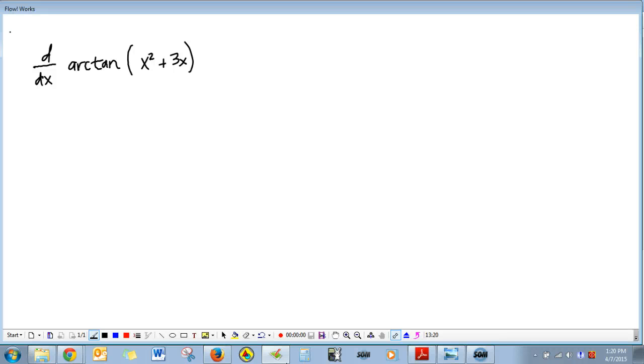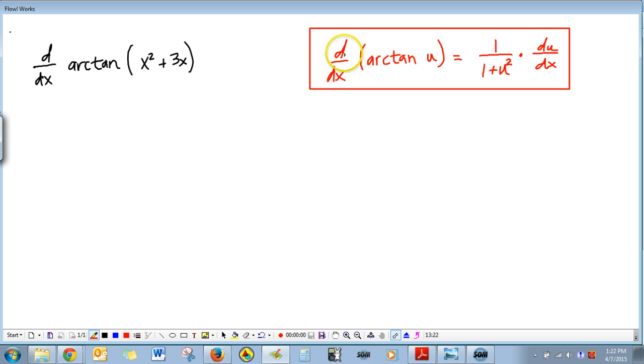Hello. We're going to go over some derivatives of inverse trig functions. Here we're doing the derivative of an arctangent. So let's look at the formula for the derivative of an arctangent. This says that the derivative with respect to x of arctangent of some function of x is 1 over 1 plus that function squared times the derivative of that function with respect to x.